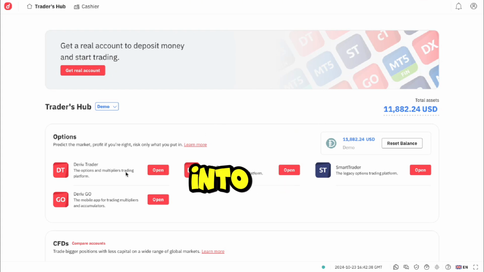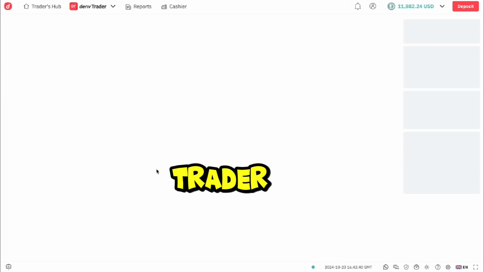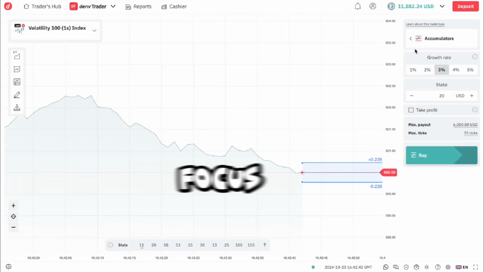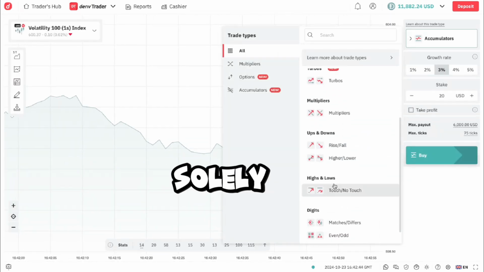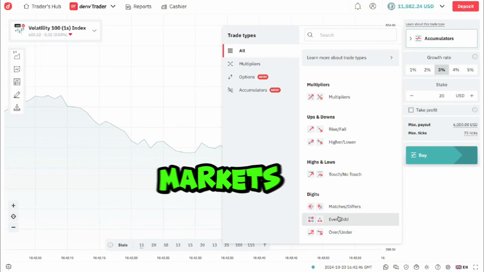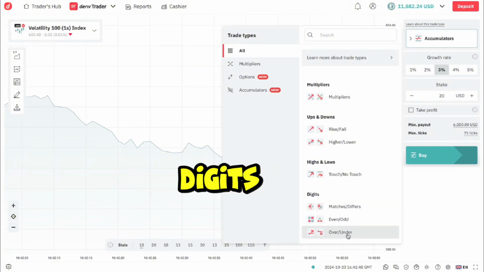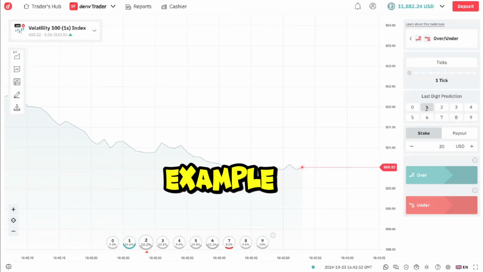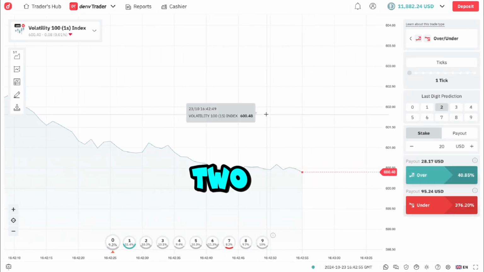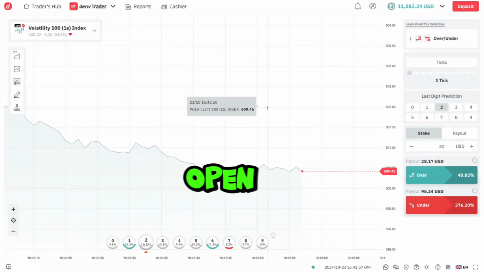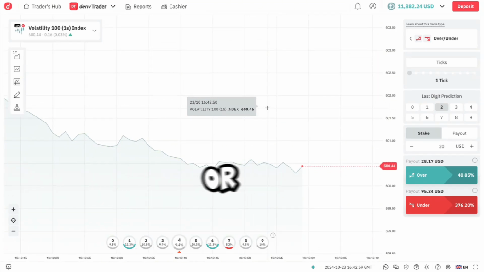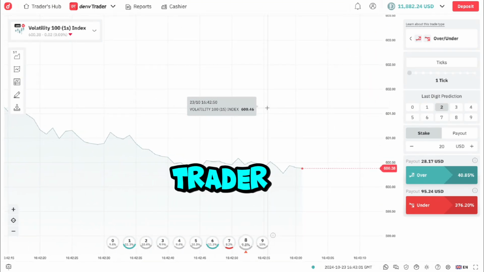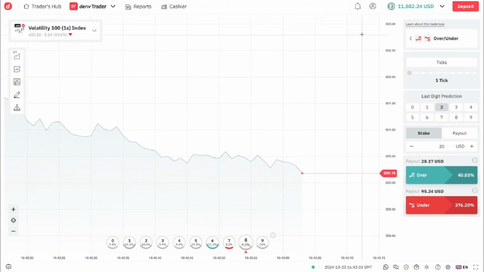So once you get into your account, just go to Deriv Trader, open that. I want to focus solely on these markets that involve digits. So let's go over and under. So for example, over 1 or over 2. Once you open Deriv Trader, this is what you get.